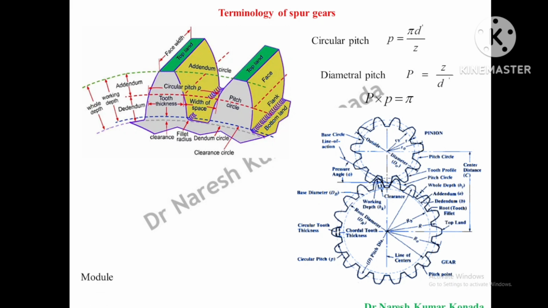We will see the remaining terminologies. One is the module. Module is equal to 1 by P, that is the reciprocal of diametral pitch, that is d by z. Module is equal to d by z. Z indicates the number of teeth. Therefore, d equals m into z. Pitch circle diameter is given as module into the number of teeth of the gear.